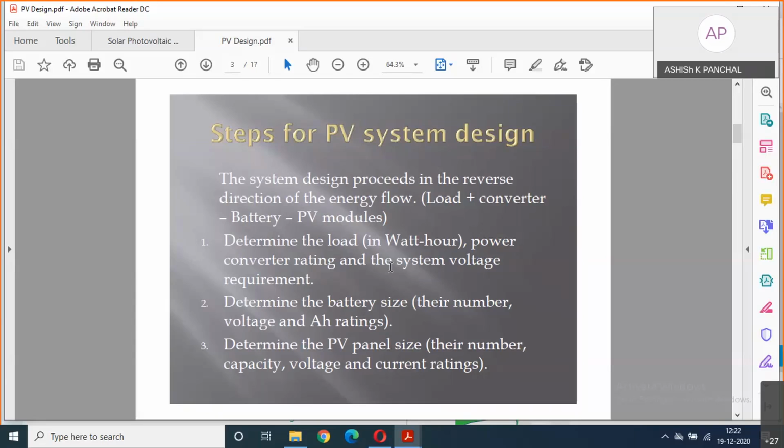Suppose battery system, then battery voltage is 12 volt. Okay, it's designed.